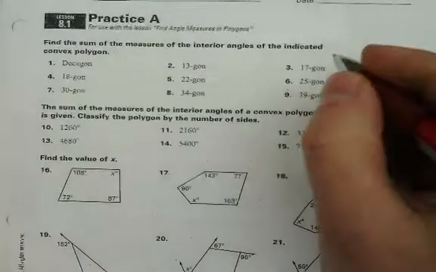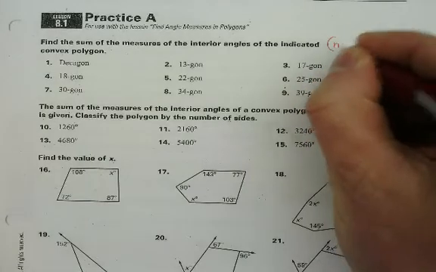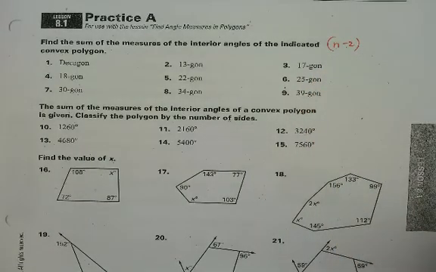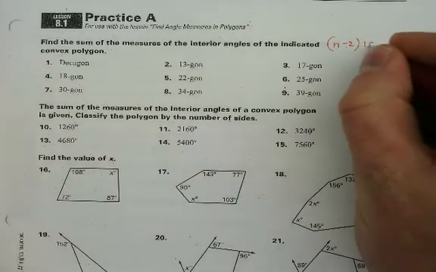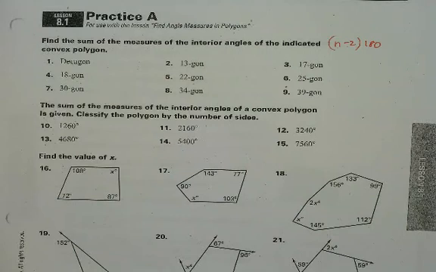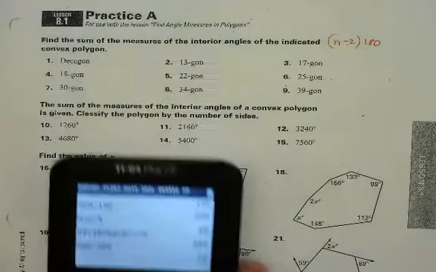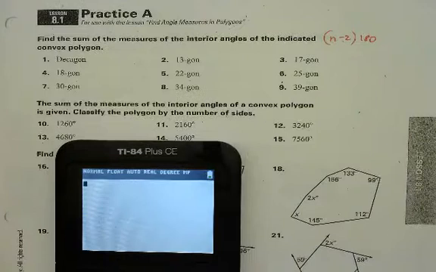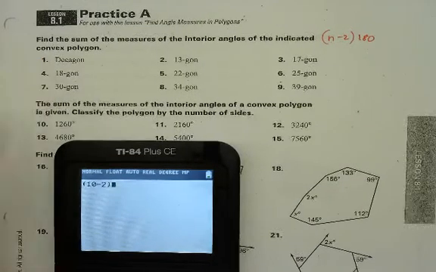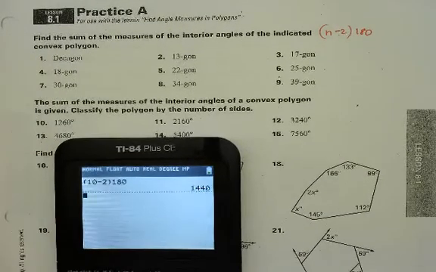So we have a theorem that tells you however many sides your polygon has, if you take 2 away from that and multiply by 180, that'll give you the interior angle sum. So that's how we're going to handle this for number 1. We're going to do 10 minus 2, 10 because it's a decagon, times 180. And that gives you 1440.